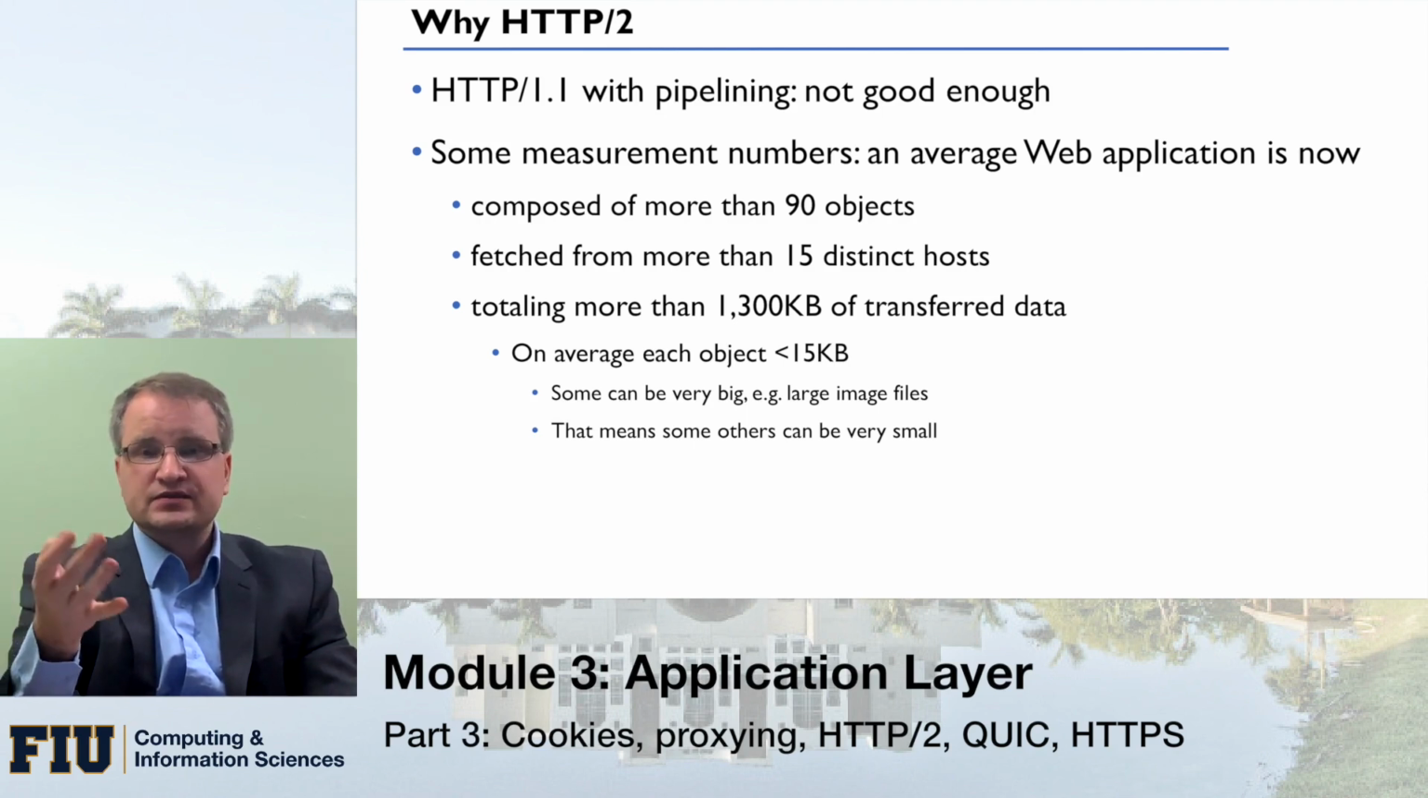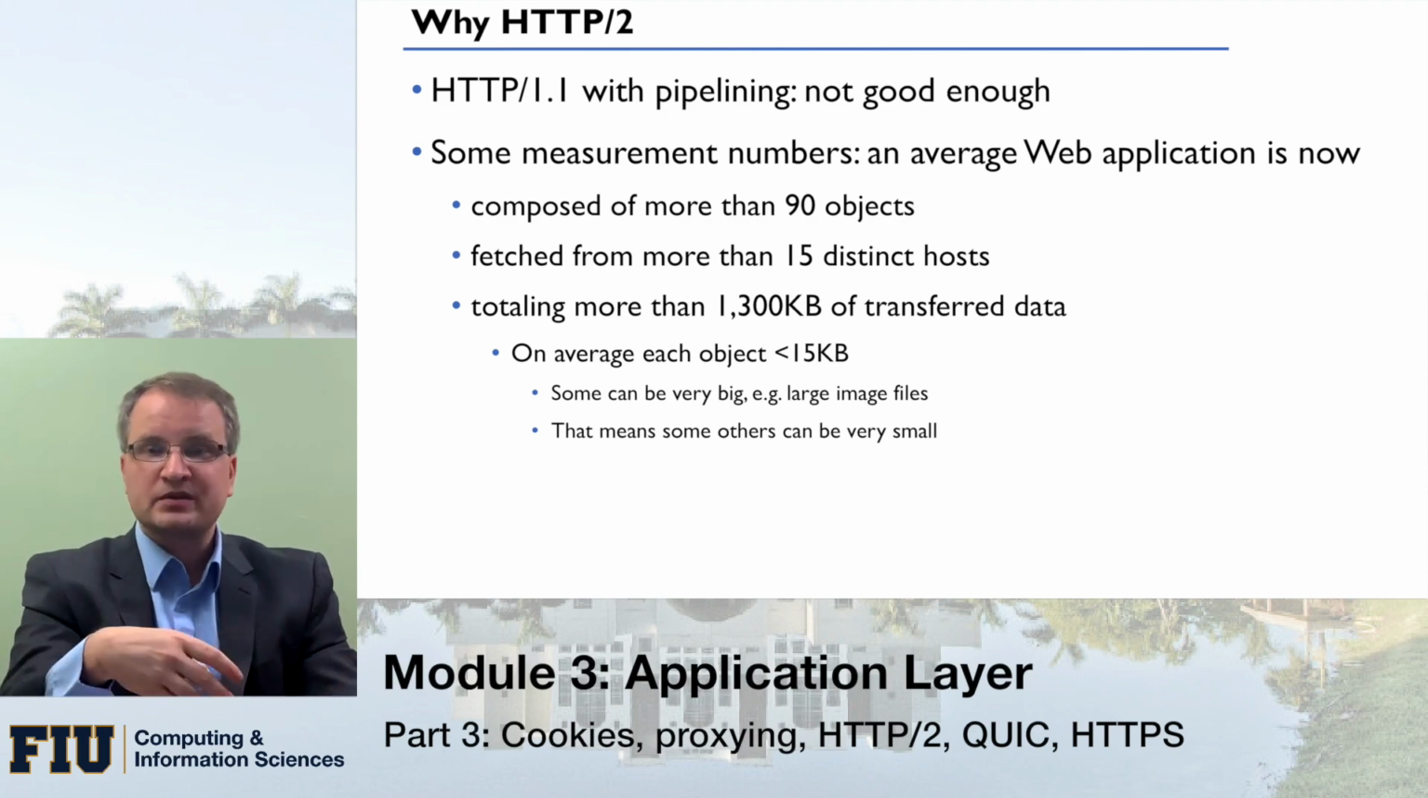So for once, this is just one measurement that I stole. I forgot, there's some research paper that did analysis of an average web application, like an average website. So they found out that this average web page is actually not a single file. I already highlighted this a couple of times. But on average, it consists of about 90 objects. It's a kind of huge thing.